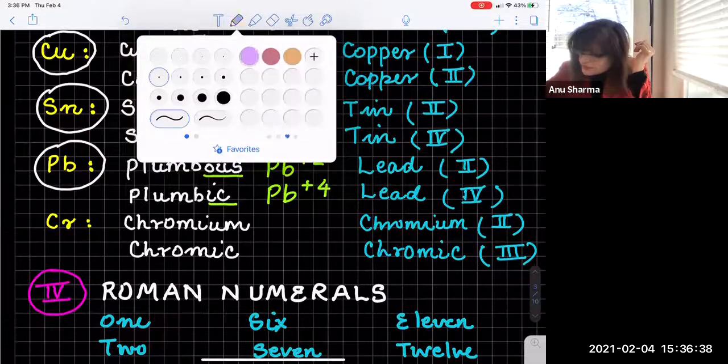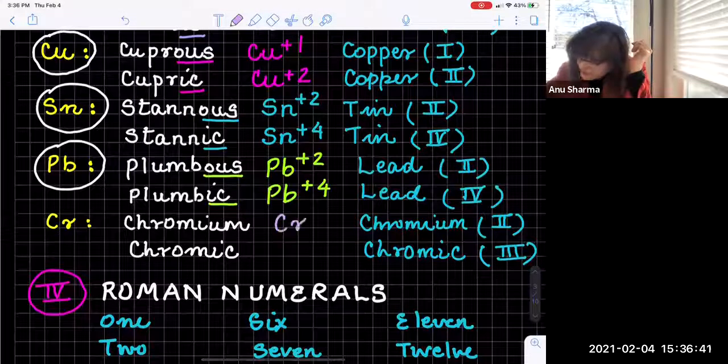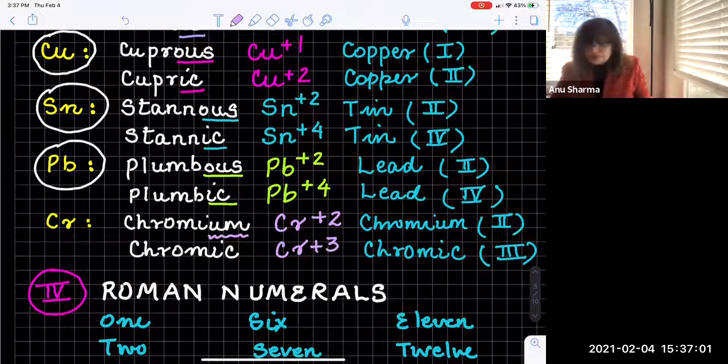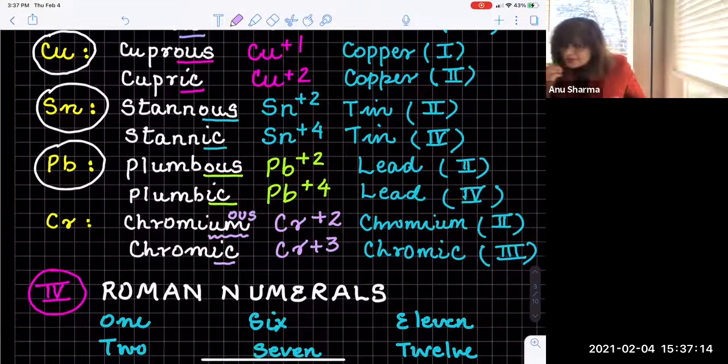Let's see, another color, chromium. So here is chromium, and this is chromium. Chromous, I believe, so I have to fix this one here. Anyway, this is going to be +2 for chromium, and this is +3. Okay, so that's the thing with these charges. And so this should be chromous, and chromic.